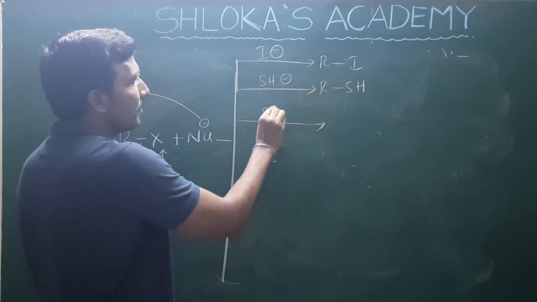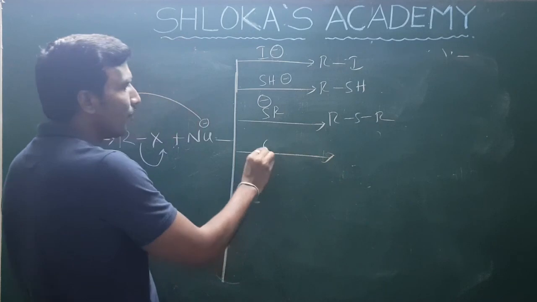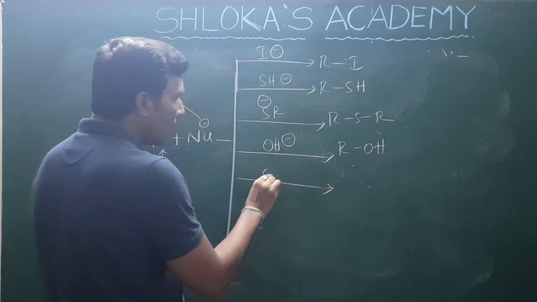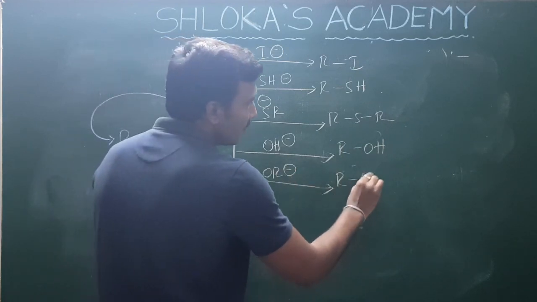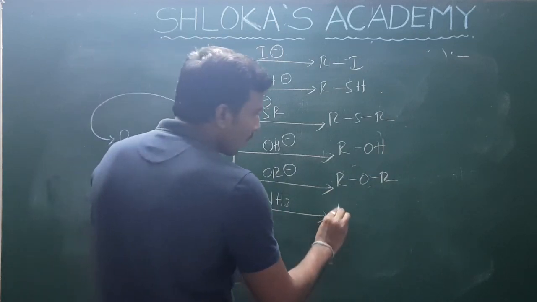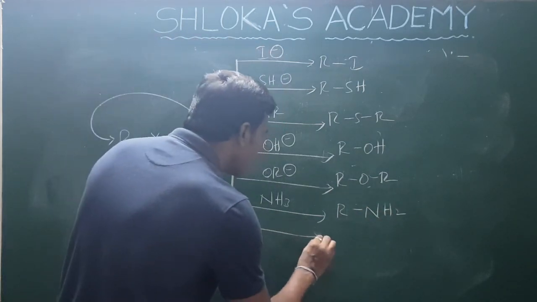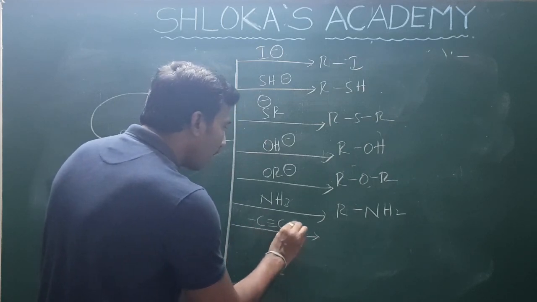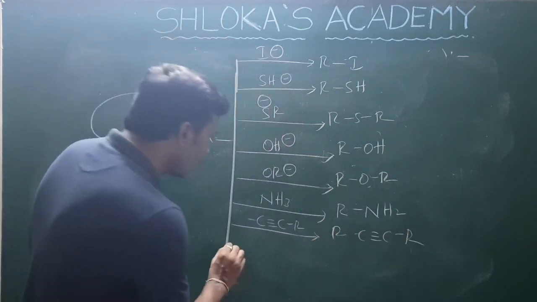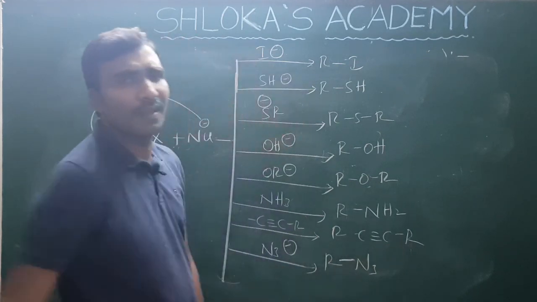The nucleophile is SR minus; the product is thioether. The nucleophile is OH minus; alcohol is the product. The nucleophile is OR minus; ether is the product. The nucleophile is NH3; amine is the product. The nucleophile is acetylide, alkyl acetylide; the product will be an alkyne. The nucleophile is N3 minus; the product will be azide. Like that I can write.